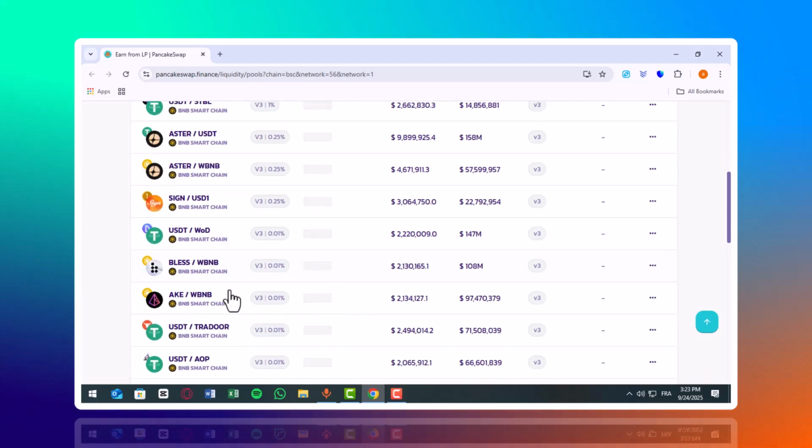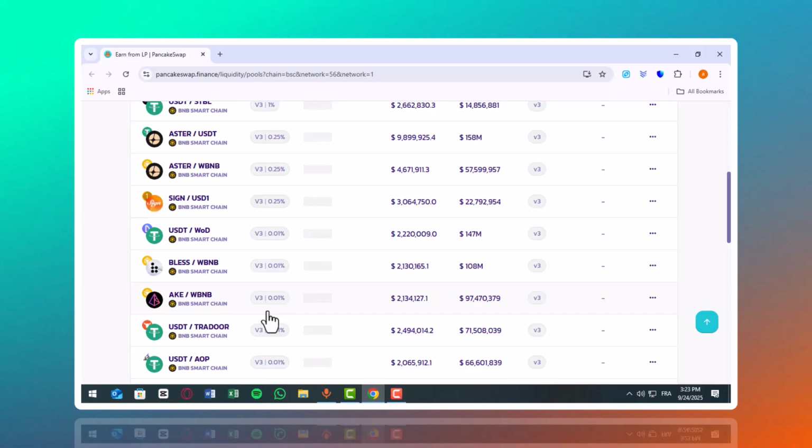Fifth, monitor the APY, which is annual percentage yield, and risks. High yields may look tempting, but they often come with volatility or impermanent losses.